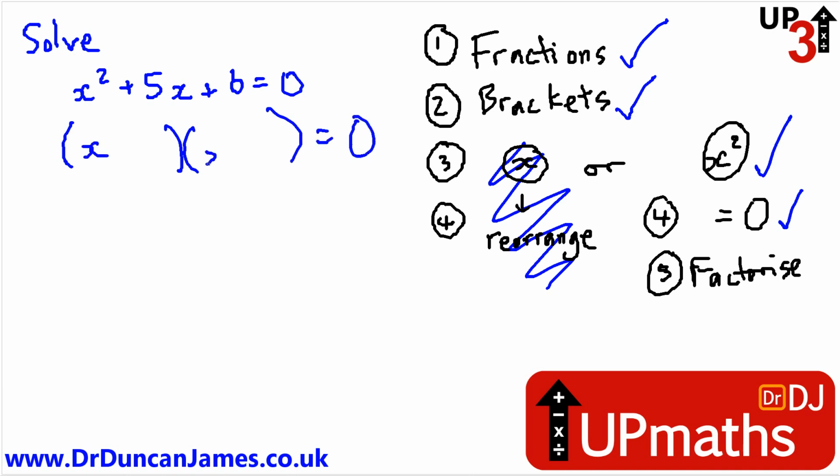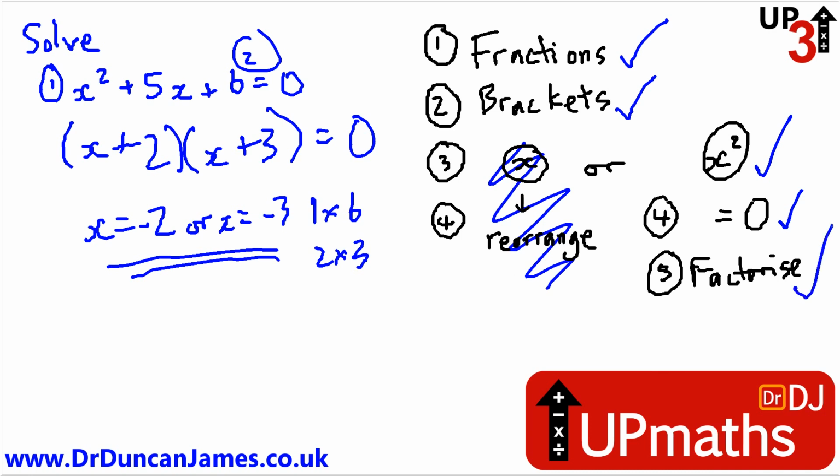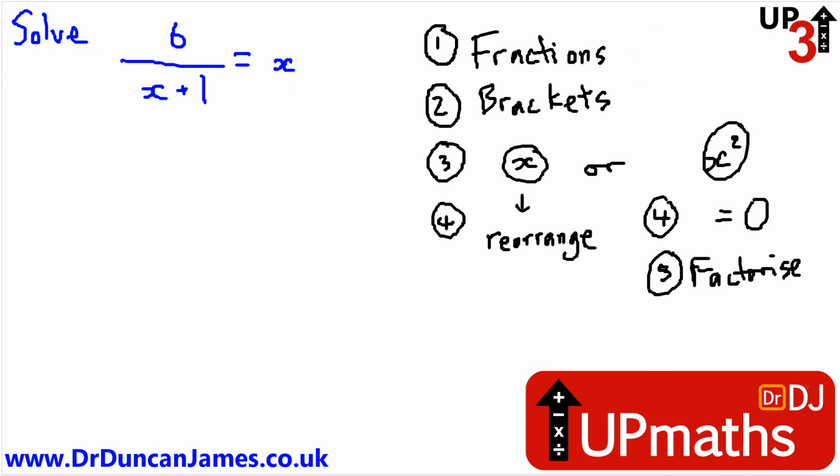x times x makes x squared, so that's dealt with one end. Let's deal with this end next. That's either going to be 1 times 6 or 2 times 3. I'm going to shortcut here and just say I've spotted it's 2 and 3, but you might trial and error a bit. So that means that x equals minus 2 or x equals minus 3. Yes, there's more we can talk about there, but let's get a move on because we're just trying to do the general thing. We factorised it, we found the answer, all is good. If it couldn't factorise, we'd use the quadratic formula.